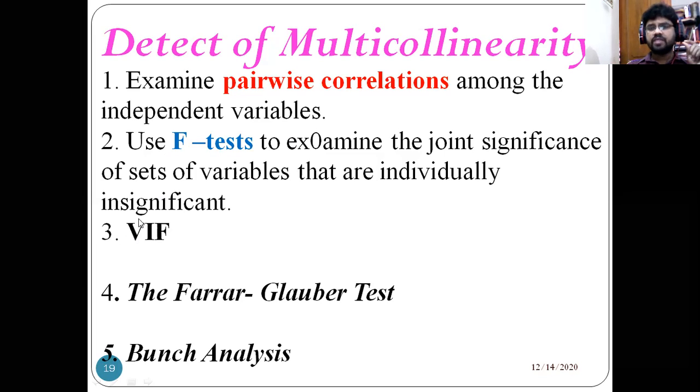And after using the VIF value, they will use the Farrar-Glauber test also. In the Farrar-Glauber test, there are three tests which we need to examine: the chi-square test, F test, and T test. Okay. Mainly most of the scholars will consider the VIF values. On the basis of VIF values only, the researchers will conclude whether the particular model is suffering from multicollinearity or not. Okay. So these are the tests.